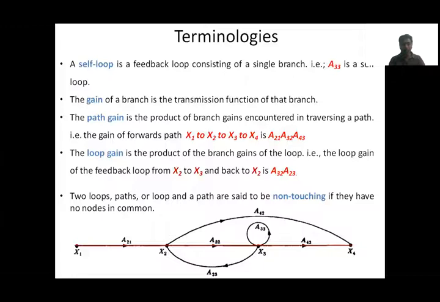See, this is the path: X1, X2, X3, X4. In that path we have three branches. The first branch gain is A21, the second is A32, and the third is A43. The product of these three gains is called the path gain. Then loop gain. This is the loop. In this loop, only two branches are covered. The product of these two branch gains is called the loop gain.